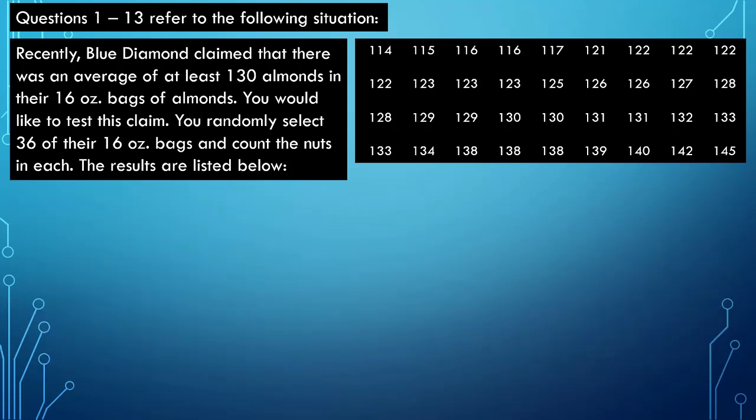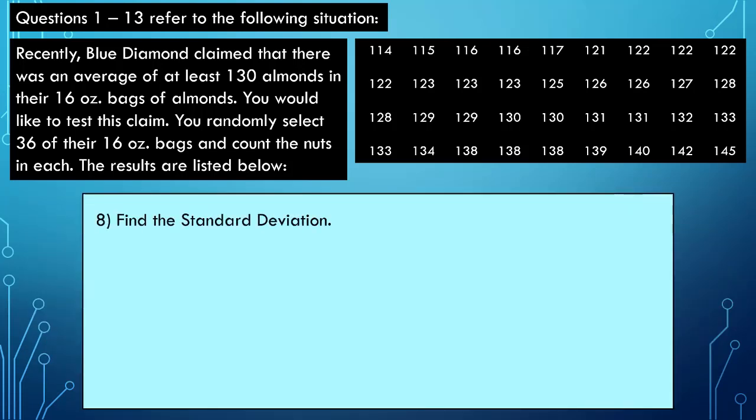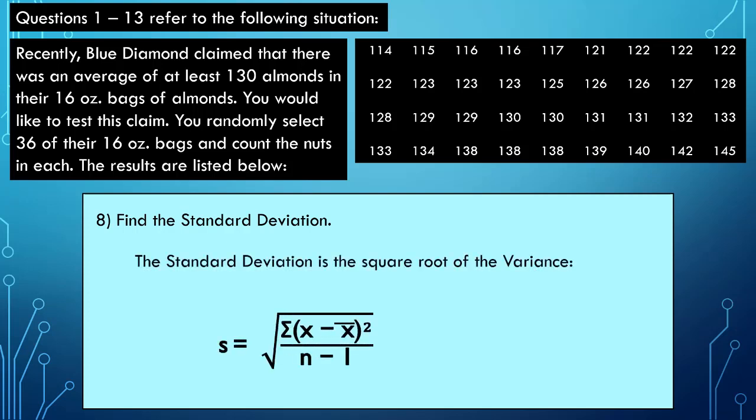Question number 8. Find the standard deviation. Okay, so we've done a lot of work here. To find the standard deviation, remember it's the square root of the variance. So we can take the square root of the value that we just got for the variance, which was 64, and the square root of 64 is 8. So we have a standard deviation of 8.